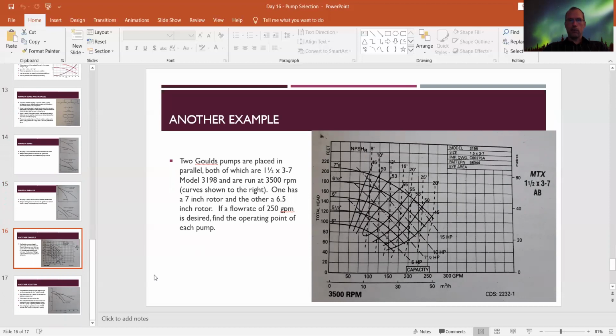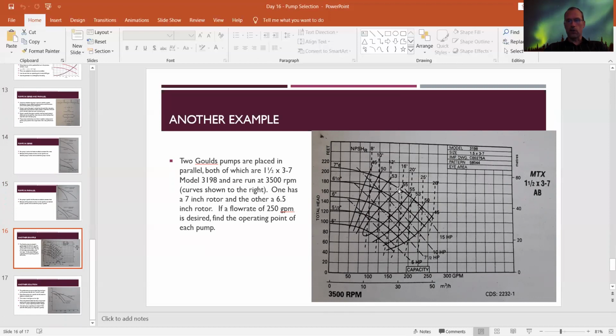The last thing today is an example. I have two Goulds pumps placed in parallel, both of which are model 1.5 by 3-7 3198 and run at 3,500 RPM. So here's my manufacturer curve for 3,500 RPM for this particular Goulds pump. You can see here, again, I have 5 different performance curves for different diameter pumps: 5-inch, 5.5-inch, 6-inch, 6.5, and 7. So these are really the only curves I care about for this example.